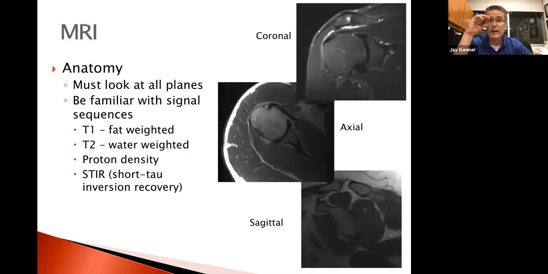MRI shows you anatomy in fine detail. Typically you have coronal, axial, and sagittal slices. You should look at all of the planes. Be familiar with the different signal sequences. Your T1 images are fat weighted, and they're really good for looking for muscle atrophy. T2 images are water weighted, so they show edema. It's really helpful to find areas of inflammation and effusion with T2 signals. And then proton density and STIR sequences are commonly used. And these give you different anatomy depictions based on differences in water and proteoglycan content.